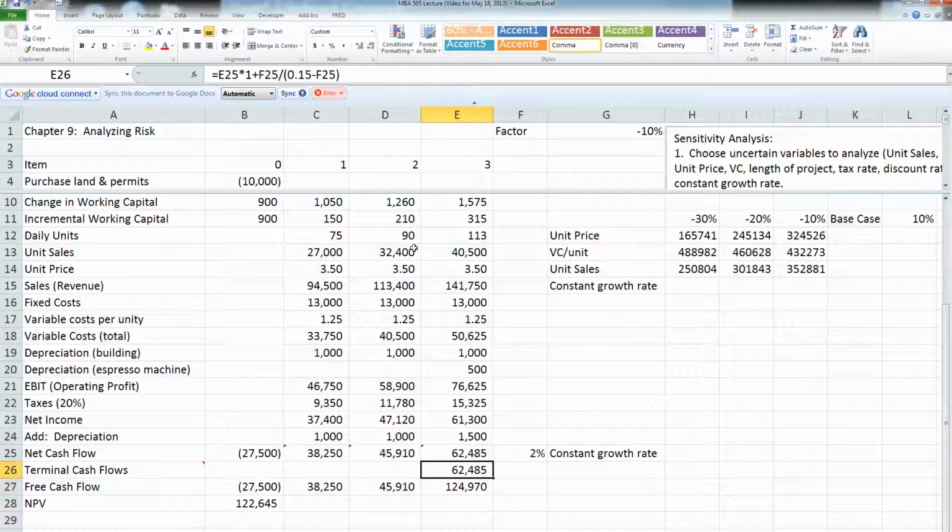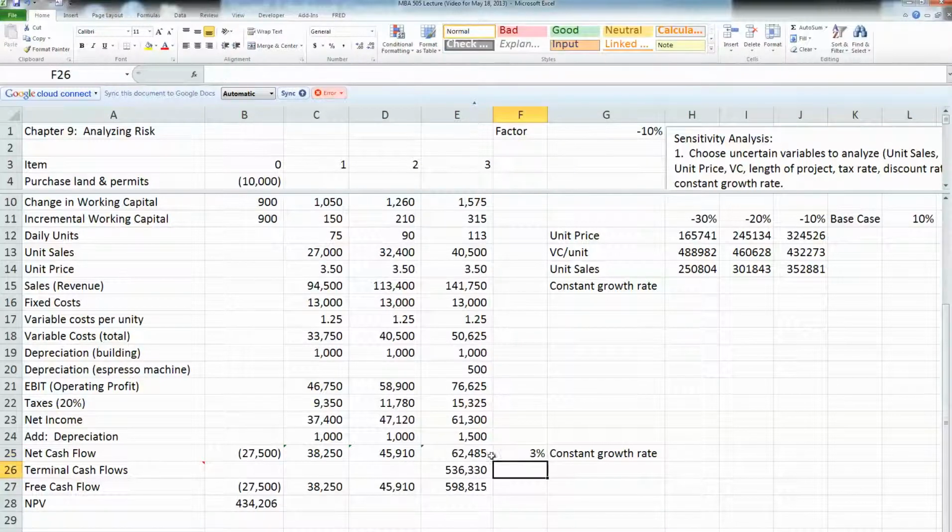And that looks good, except it didn't give me the right answer. I probably need to put that in parentheses, and I'm just going to make sure it does everything in the order that I want it to do. There we go. So just adjusting some parentheses. So now if I change this to 3%, it's growing at a higher rate, so it should have a higher present value. And now I'm going to link it and take 2% times 1 plus that factor in G1.